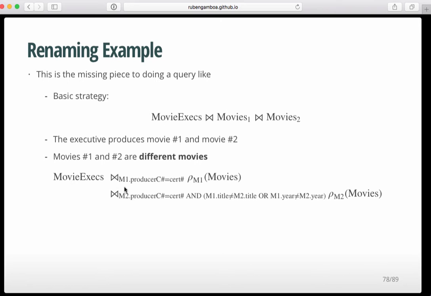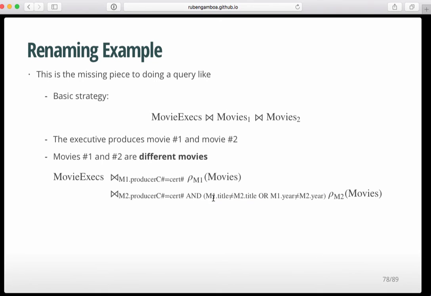Movie XX join, and notice what I'm joining on. The condition is M1 producer certificate number equals certificate number, after renaming to M1 the table movies. And we'll join that with the table movies renamed to M2. That was the rejoining and the renaming, right? And so here is what we're joining on: movies 2 producer certificate number is the same as the certificate number, okay? And what we want is for them to be different movies.